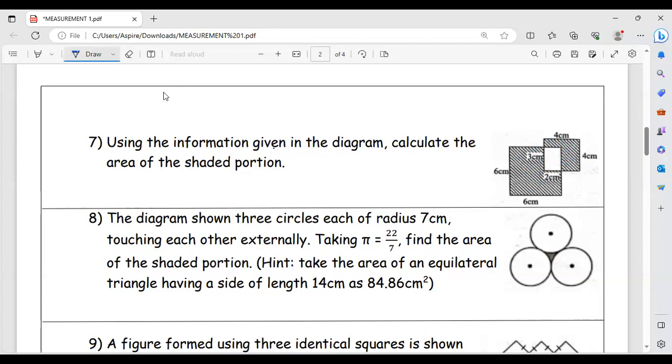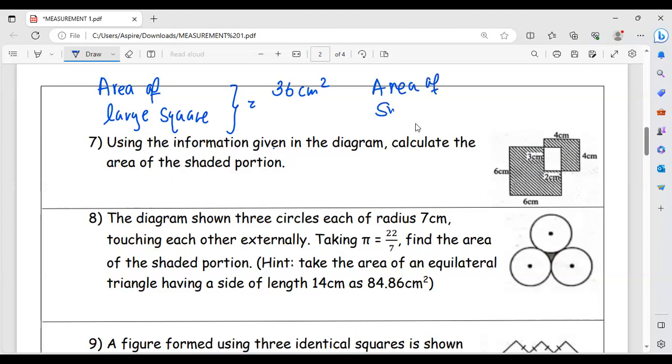Let's find the area of the first square. Area of the large square equals 6 into 6, 36 square centimeters. Then the area of the small square equals 4 into 4, 16 square centimeters. Then when you add these two together, the answer is 52 square centimeters.